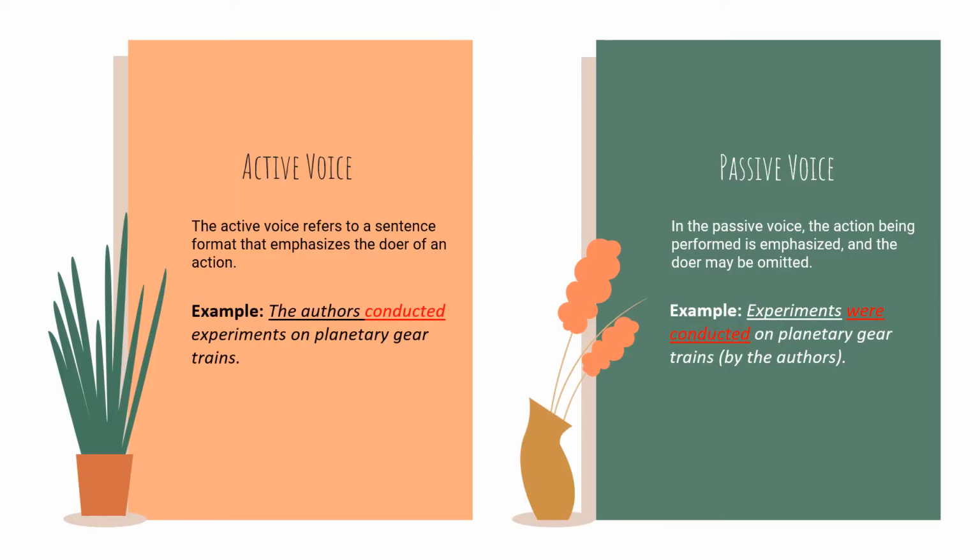Active voice refers to a sentence format that emphasizes the doer of an action. For example, the authors conducted experiments on planetary gear trains. While in passive voice, the action being performed is emphasized, and the doer may be omitted. For example, experiments were conducted on planetary gear trains.